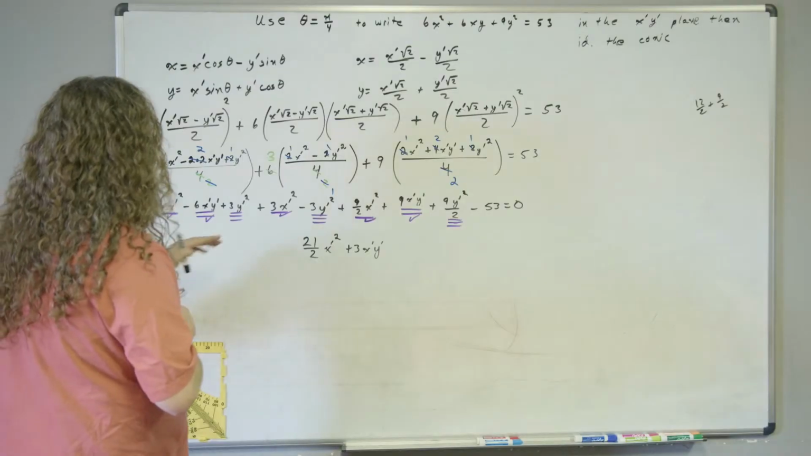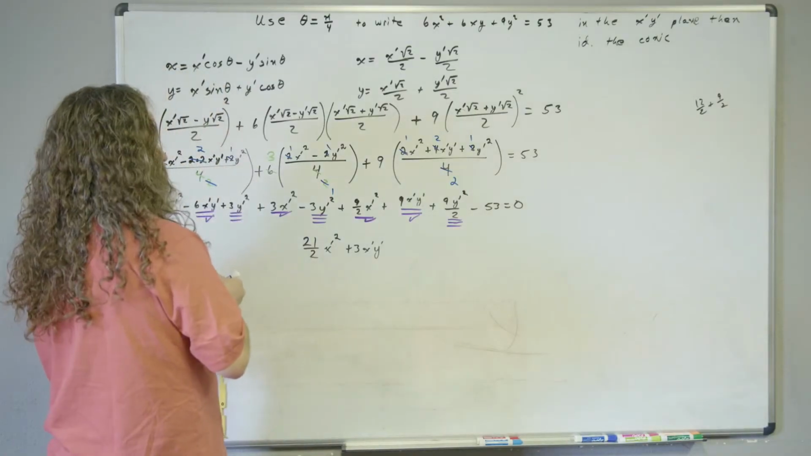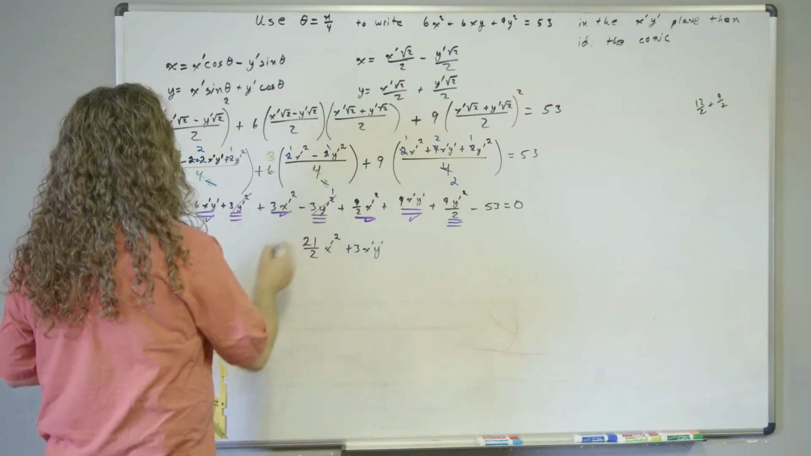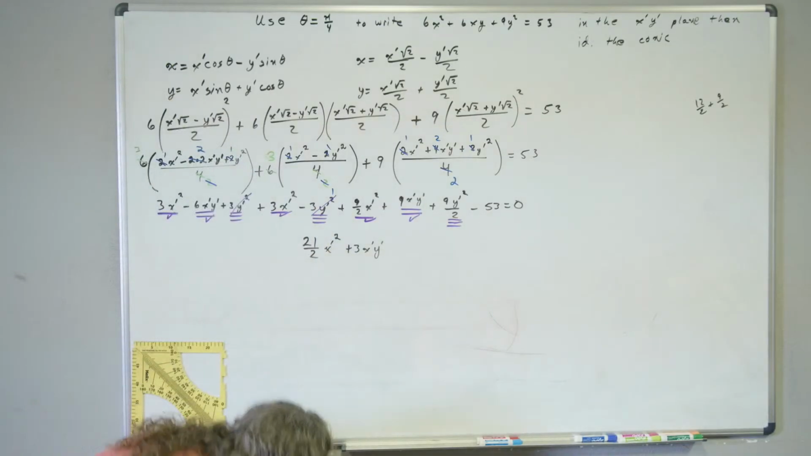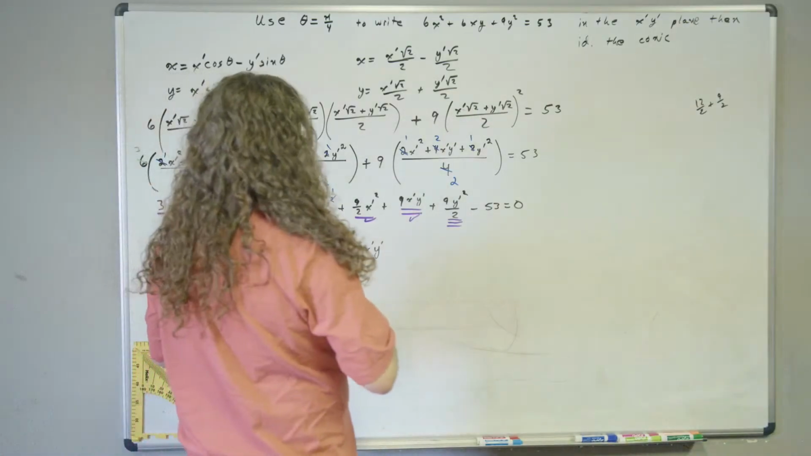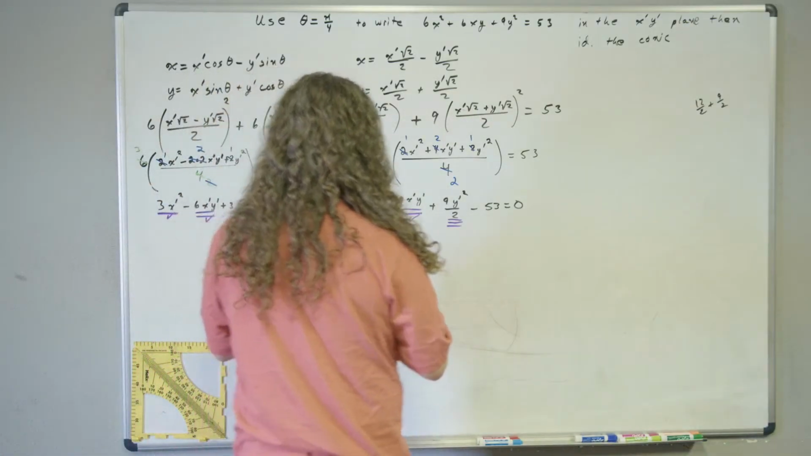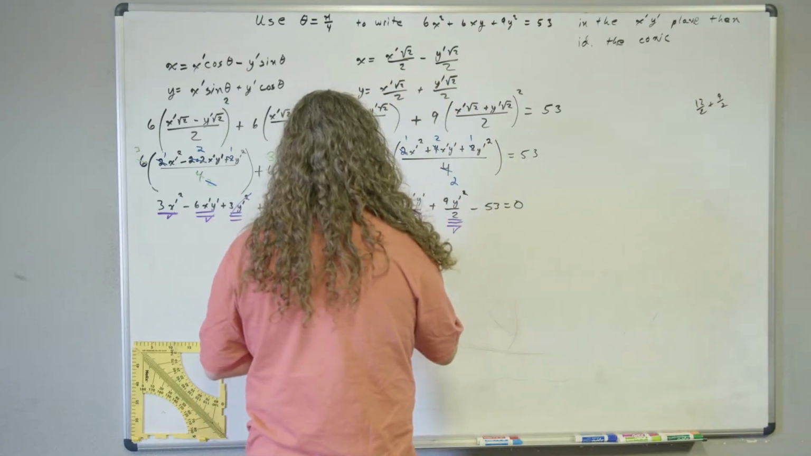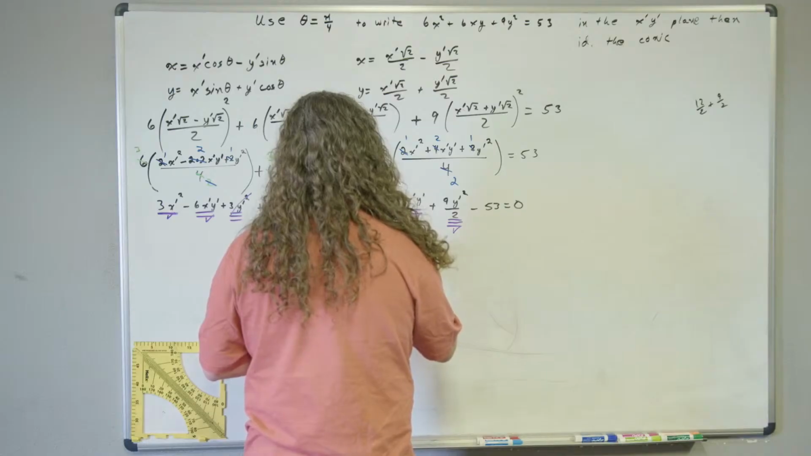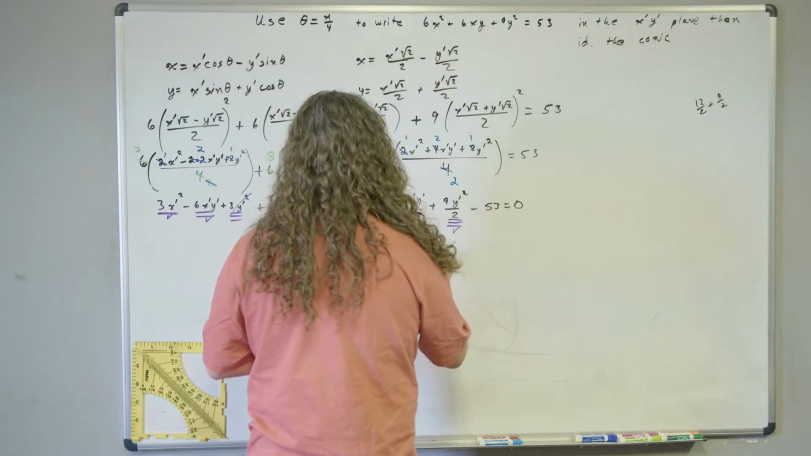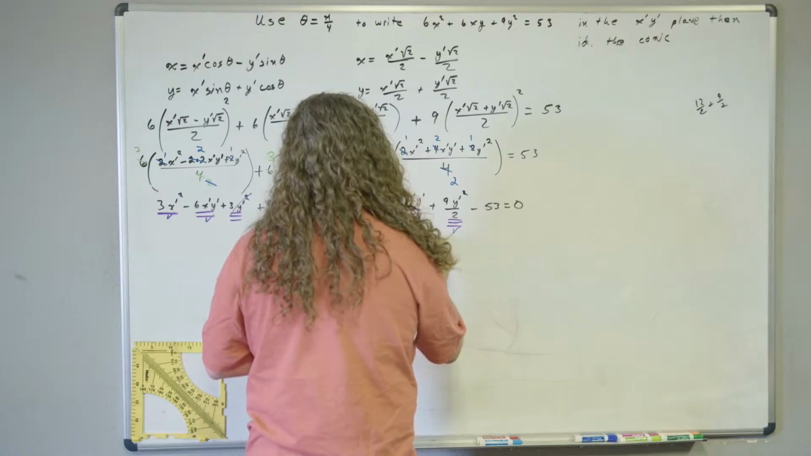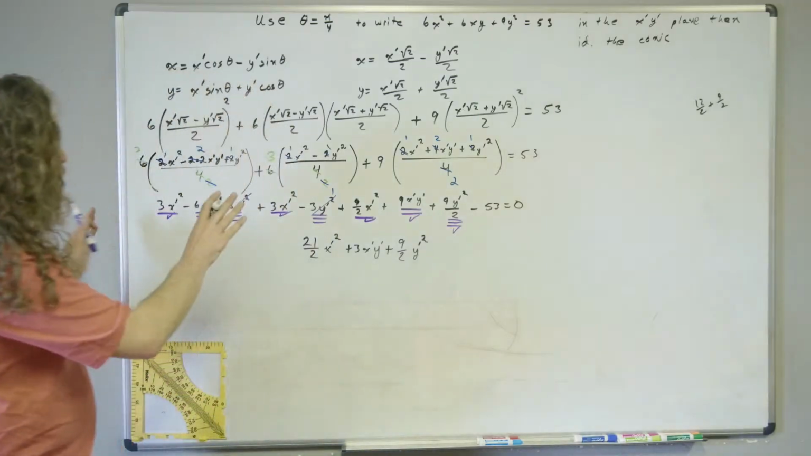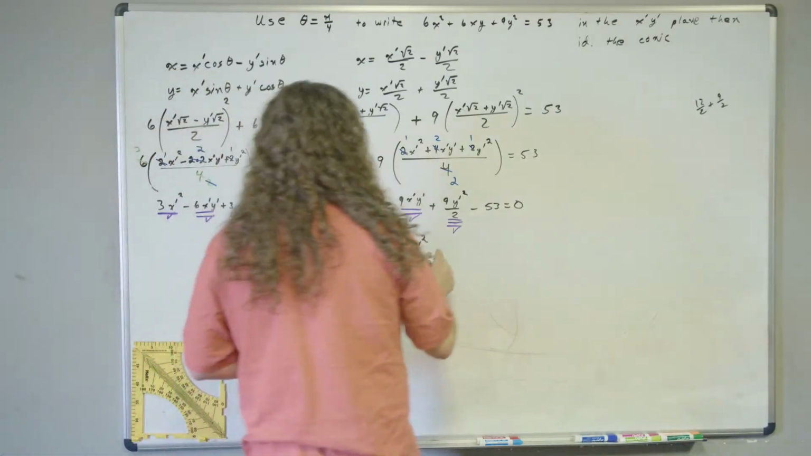Okay, so these do cancel. 3 and 3. And now we just get 9y prime squared over 2. Plus 9 halves y prime squared. We did all the purple bits, minus 53.